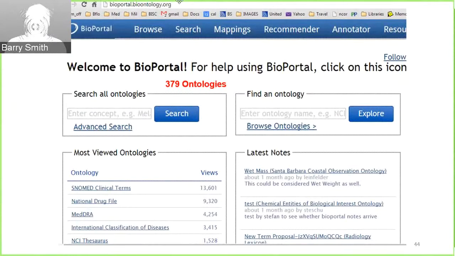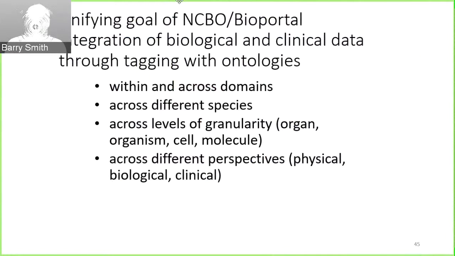So as I think everyone knows, the BioPortal is a very large repository of bio-ontologies, and it has one serious error. There are too many crappy ontologies within the NCBO which do not integrate with the other crappy ontologies within the BioPortal. So the unifying goal of the BioPortal was integration of biological and clinical data through tagging with ontologies.